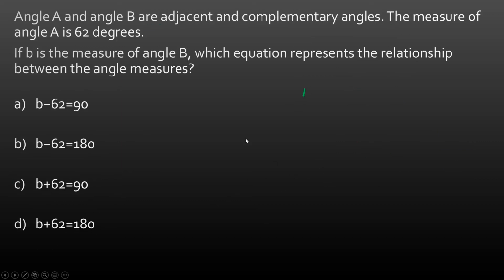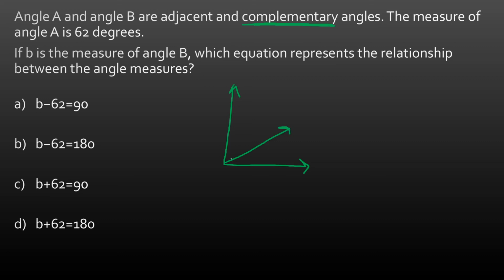Alright, next question. It says angle A and angle B are adjacent and complementary angles. So adjacent and complementary. The measure of angle A is 62 degrees. So this word complementary right here is going to tell us a ton about how we're going to set up this problem. Then it says if B is the measure of angle B, which equation represents the relationship between the angle measures? So if you remember, complementary means a 90-degree angle, okay?